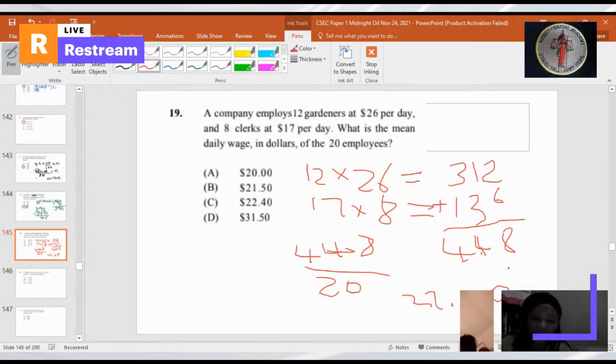Normally, with one set of persons and one set of rates, we would just go straight and divide by the 20. But it was broken up. The gardeners get a different rate than the clerks. So we had to find the total cost for the gardeners, find the total cost for the clerks, add them together, and then divide by the 20.